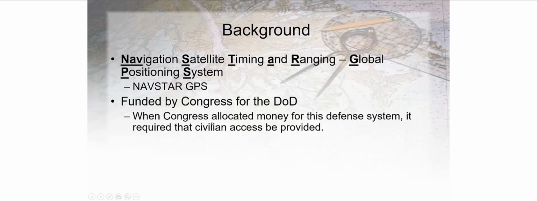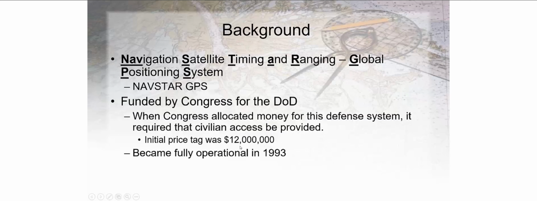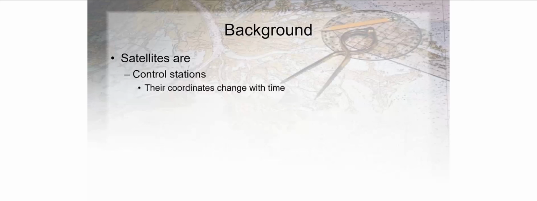And when Congress allocated that money, it required that the Department of Defense give access to the civilians. The initial price tag for the Block 1 satellites was $12 million. We're now into the Block 3 satellites. It became fully operational in 1993. The receivers themselves were designed to be passive, which means that they only receive the signals from the GPS satellites and do not transmit signals.